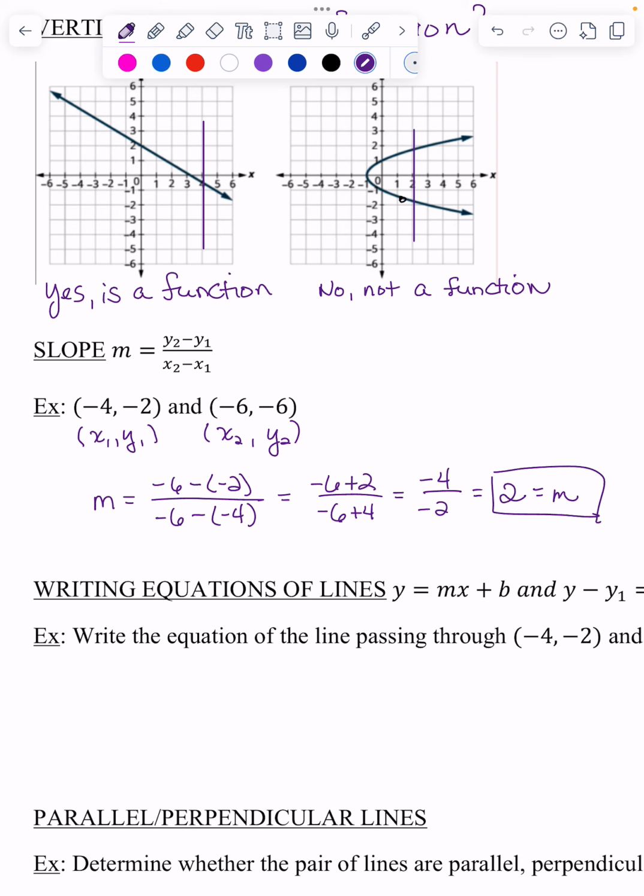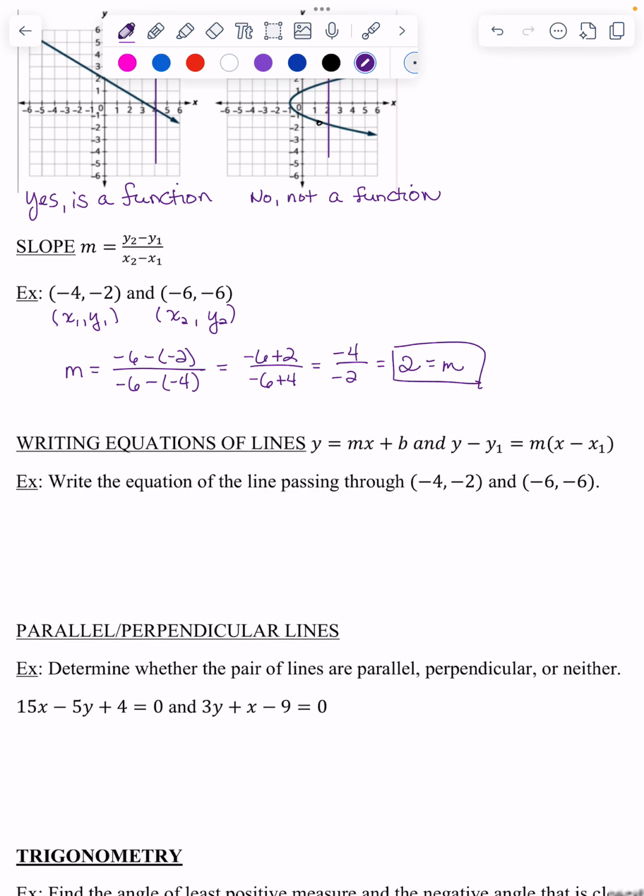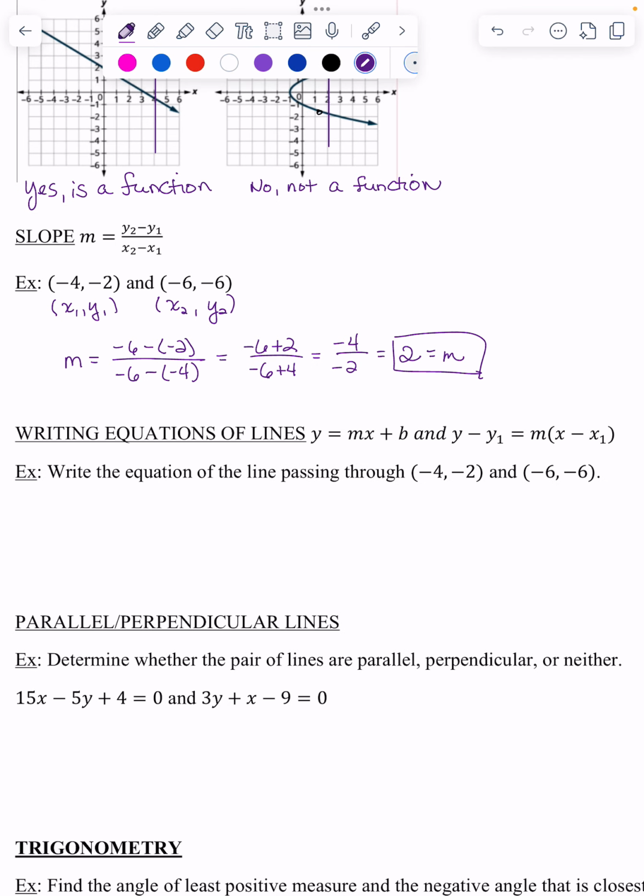Okay. I'm going to use the slope here in a second to write the equation for a line. You can see there's 2 different equations we can use. I'll randomly switch them up. So this time I'm going to use the second one, y minus y1 equals m times x minus x1. That one's called point slope.